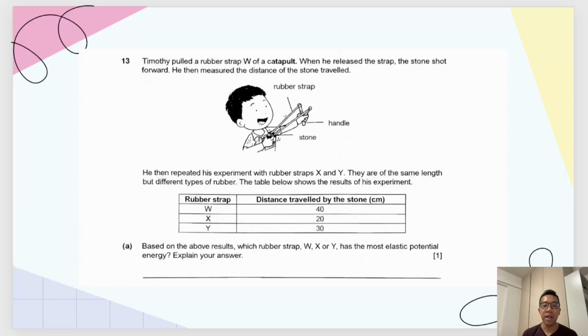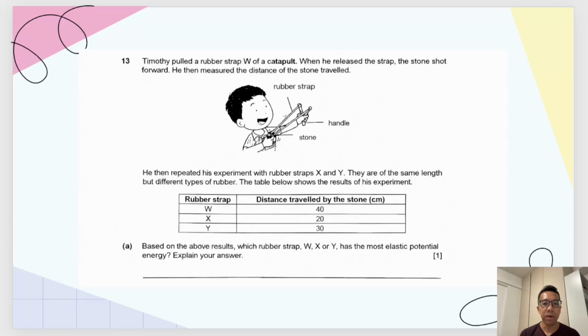So for 13a, it is asking which rubber strap W, X or Y has the most elastic potential energy. By the name elastic potential energy, you can imply or you can guess that it means which one is the most elastic, which one can stretch the most. If we were to take a look at the table, rubber strap W definitely has the most elastic potential.